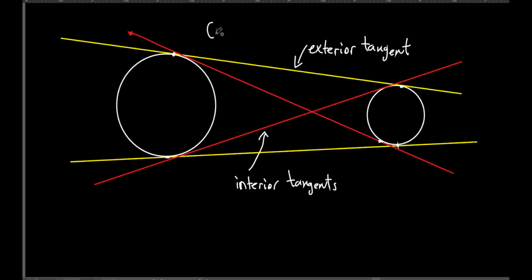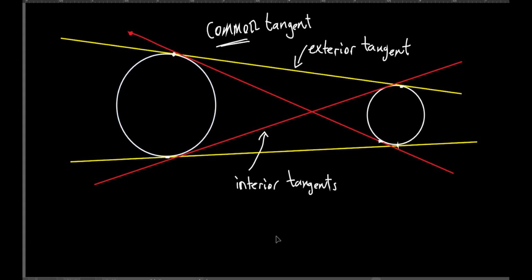All four of these are called common tangents because they're common with two circles, right? It's tangent to this circle and it's also tangent to this circle. So those are all called common tangents. Everybody got it? All right, there's a couple other ones, and then we're pretty much done.